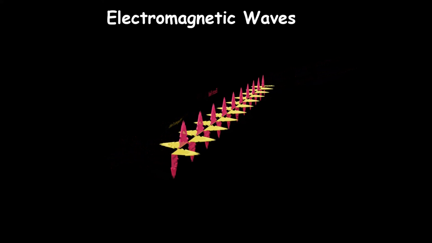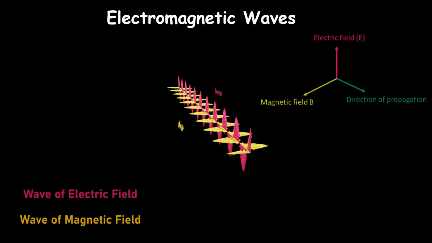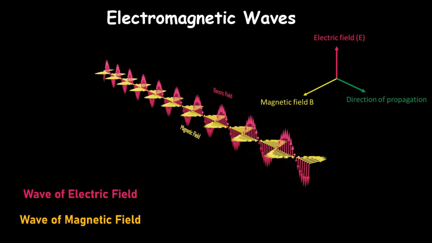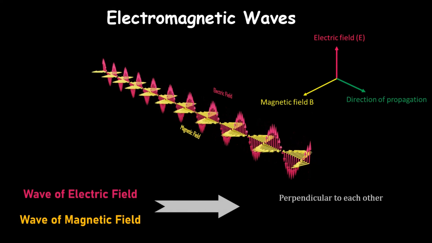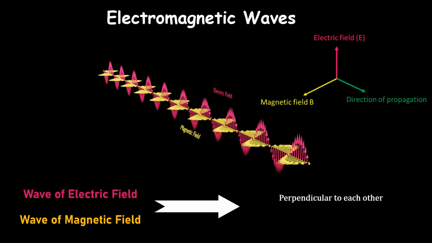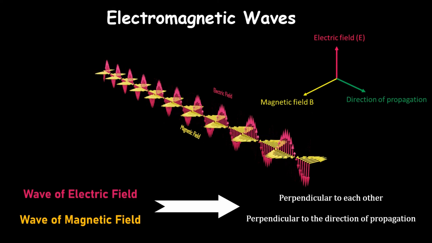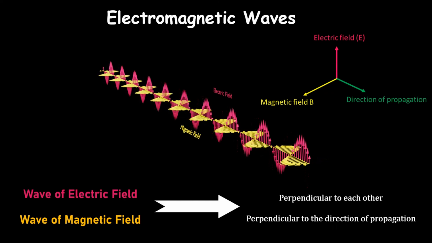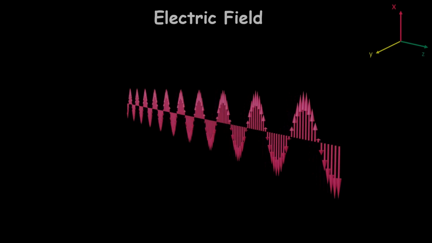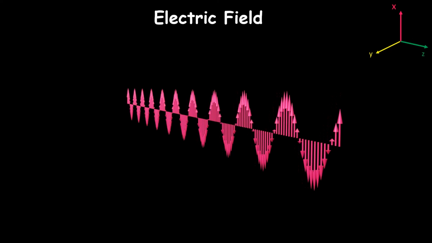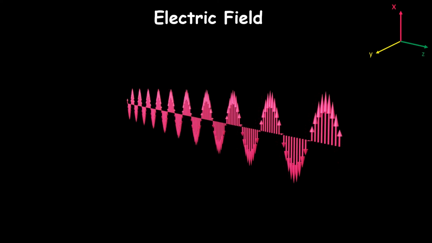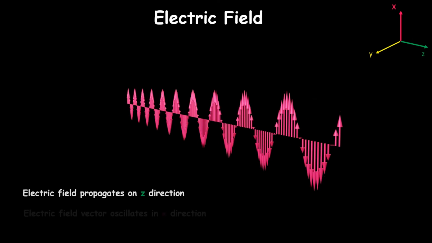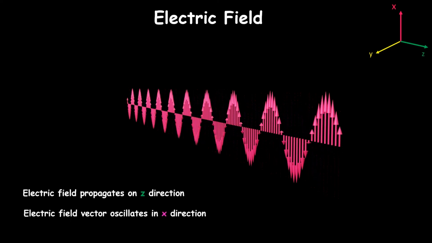Electromagnetic waves are composed of a wave of electric field and a wave of magnetic field. The two fields oscillate perpendicular to each other. Also, they oscillate perpendicular to the direction of propagation. For the study of polarization of electromagnetic waves, we will consider and study the electric field only. Here, the electric field propagates in the z direction, but the electric field vector oscillates in the x direction.